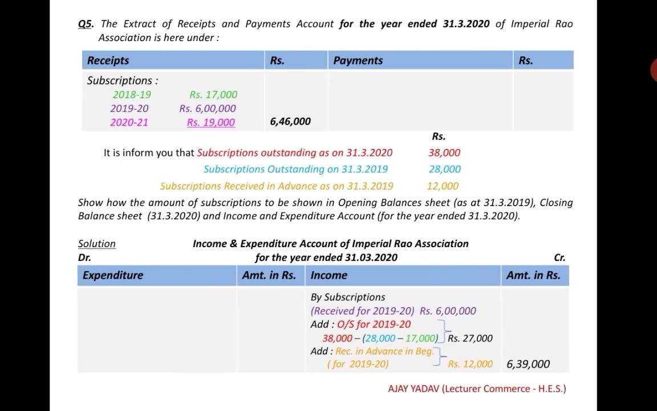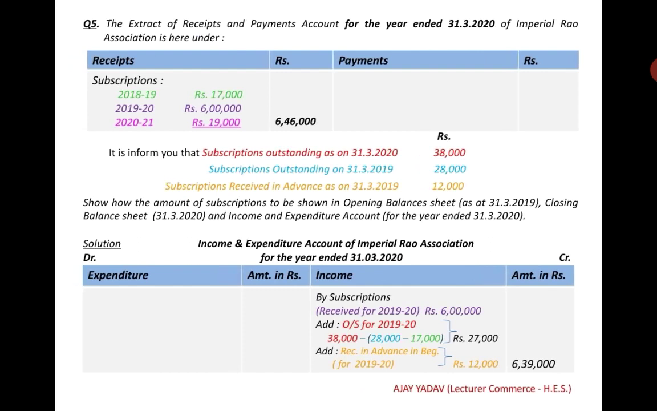Question number 5. The extract of the receipt and payment account for the year ended 31st March 2020 of Imperial Law Association is here under. The total subscription amount received during the year is 6,46,000. It is informed that subscription outstanding as of 31st March 2020 is 38,000, subscription outstanding in the beginning is 28,000, and subscription received in advance in the beginning is 12,000. We have to show the amount of subscription in the opening balance sheet, closing balance sheet, and income and expenditure account for the year ended 31st March 2020.